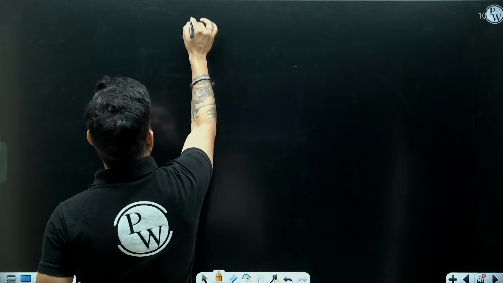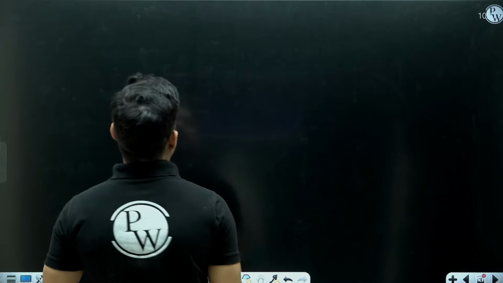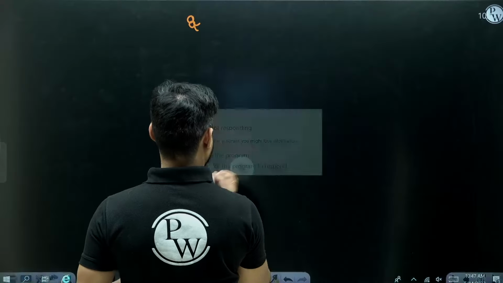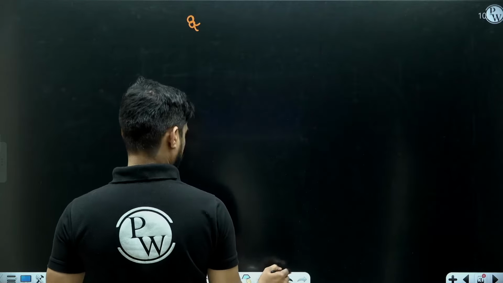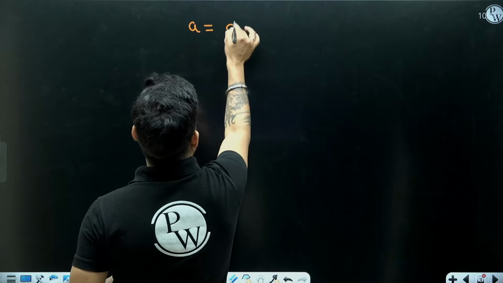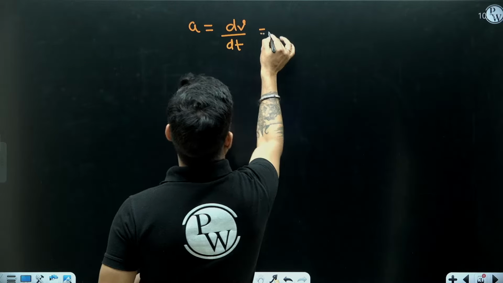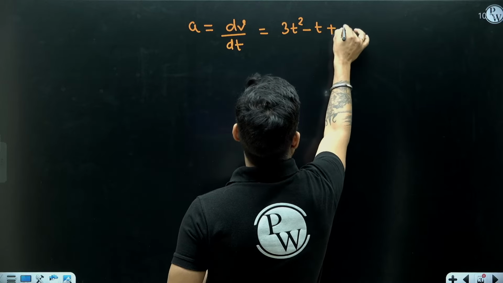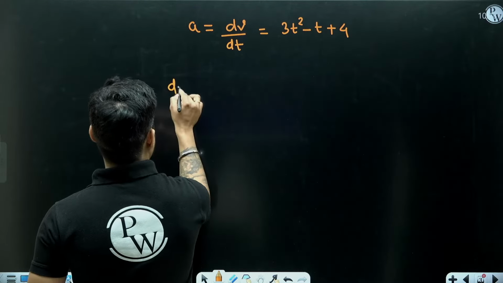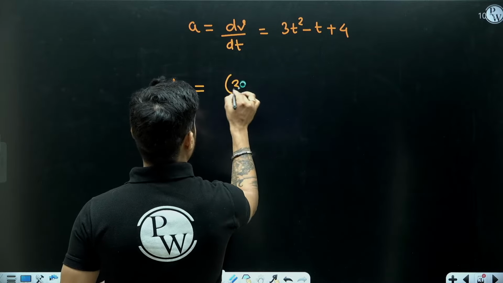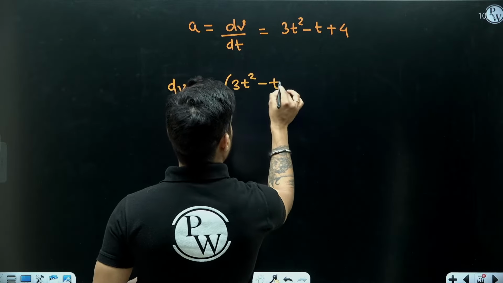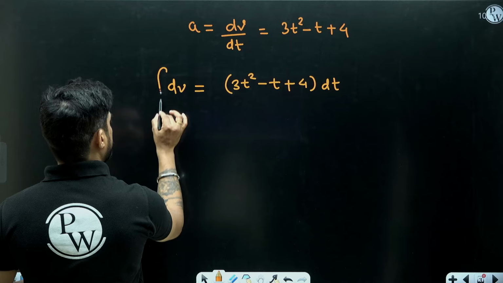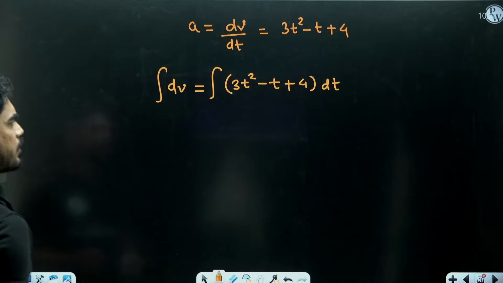We know the relation between acceleration and velocity, right? A equals to dv by dt. And it is equal to 3t square minus t plus 4. So I can write dv is equal to 3t square minus t plus 4 dt. Now if I integrate this equation, I can find the velocity.